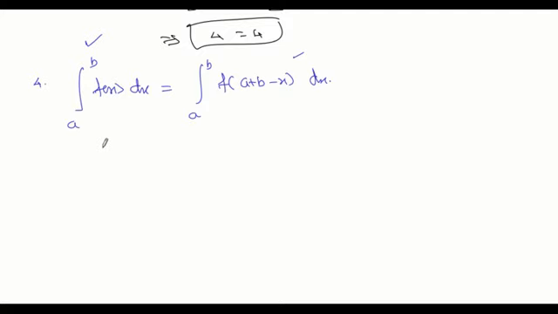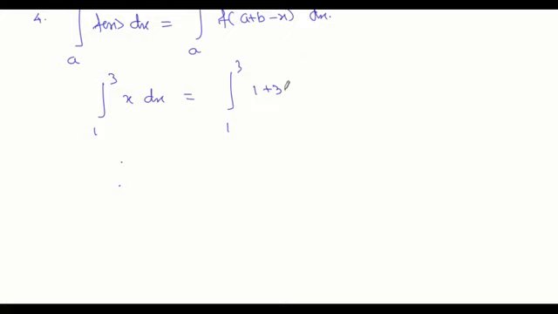If I choose integral 1 to 3 x dx, I am choosing a simple one for our better understanding. It can be written as integral 1 to 3 of (1 plus 3 minus x) dx. Here, integral 1 to 3, 1 plus 3, what? 4 minus x dx. You will be getting the same answer, children. It won't change at all.